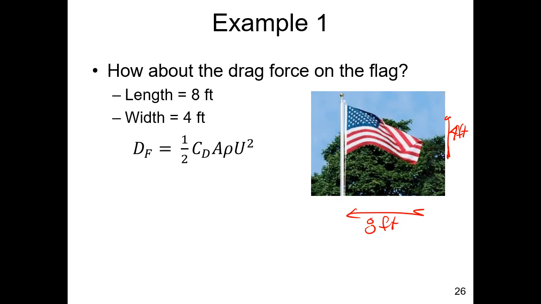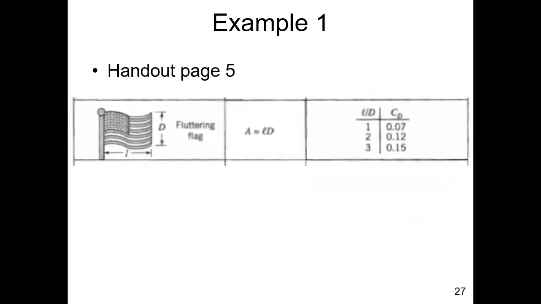The drag on the flag is 1/2 C sub D on the flag, area of the flag, times the density of air and the free stream velocity squared. The wind is, again, 30 miles per hour. So wouldn't it be nice if we had some way to figure out the drag coefficient for a flag? Interestingly, on page 5 of your handout, you have the drag coefficients for a flag.